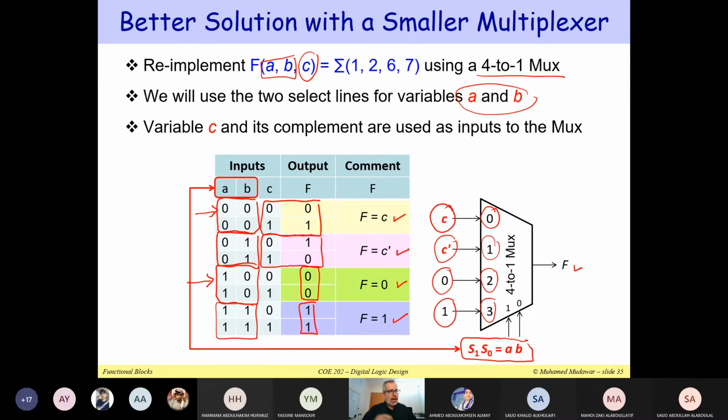So now 0 and 1 are just constants that we can connect as inputs to the 4-to-1 multiplexer. So 0 will be ground, basically getting 0 volts, and 1 will be connected to the power supply. That's how electrically we implement the 0 and the 1. So 0 is connected directly to the ground, and 1 is connected to the power supply, or the battery if you want.